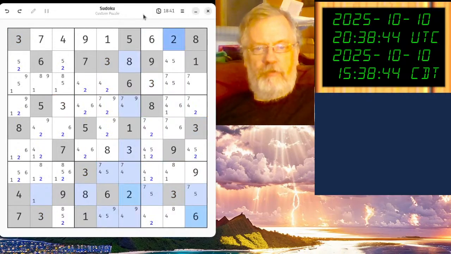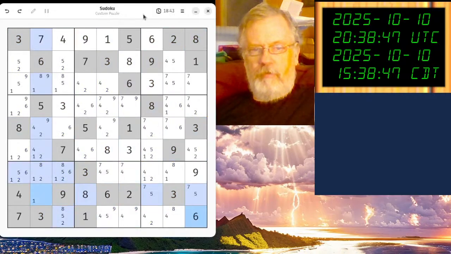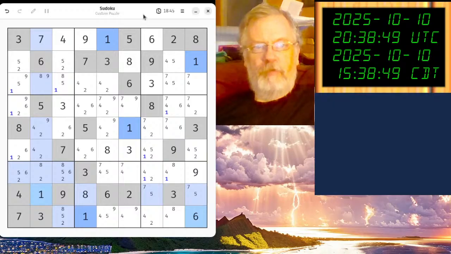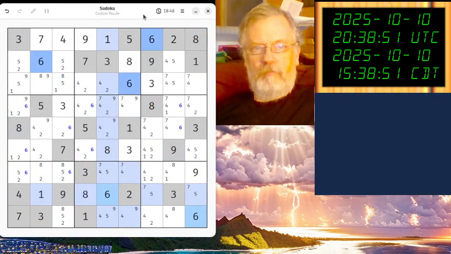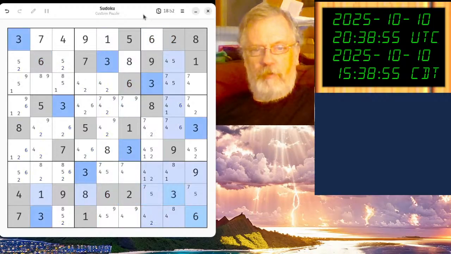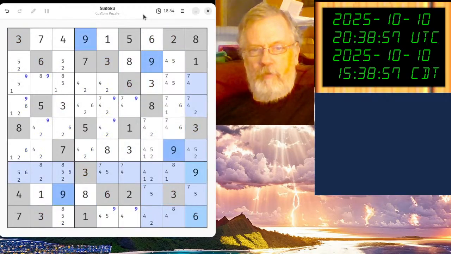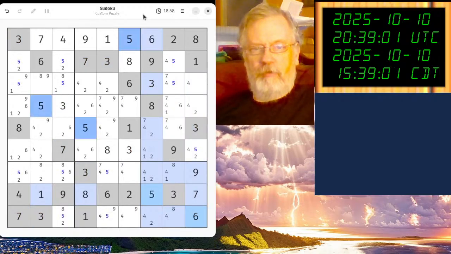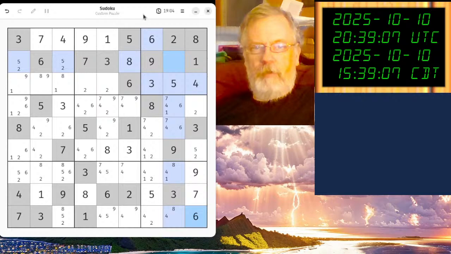However, let's not do that. Let's go back to this one. That still gives me the 4, 5 up the top. Let's force things a little bit here. Say this is a 7, this becomes a 5. And now this becomes a 4, and that's blocked.